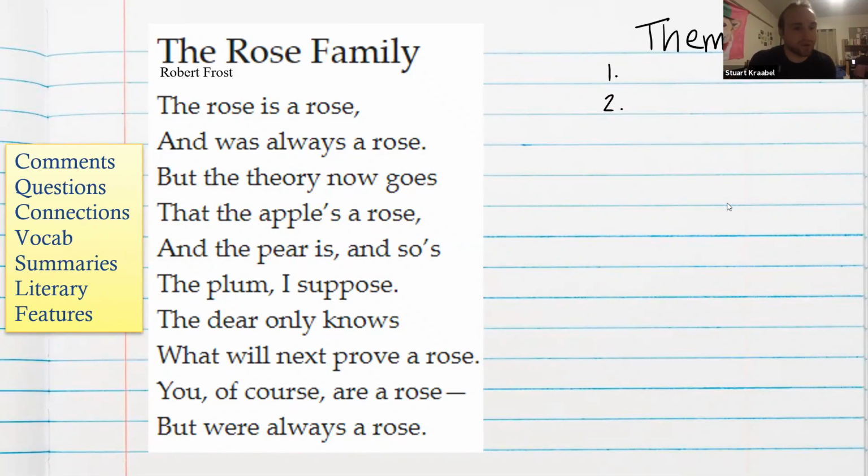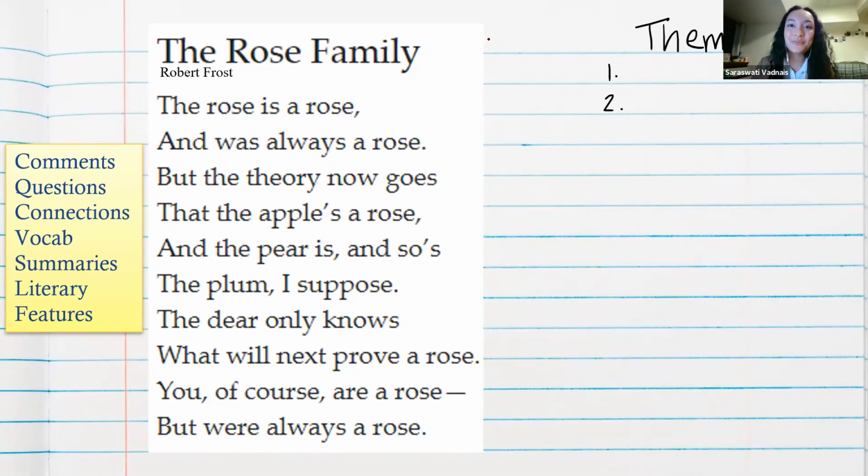The Rose Family by Robert Frost. The rose is a rose and was always a rose, but the theory now goes that the apple's a rose, and the pear is, and so's the plum, I suppose. The deer only knows what will next prove a rose. You, of course, are a rose, but we're always a rose.